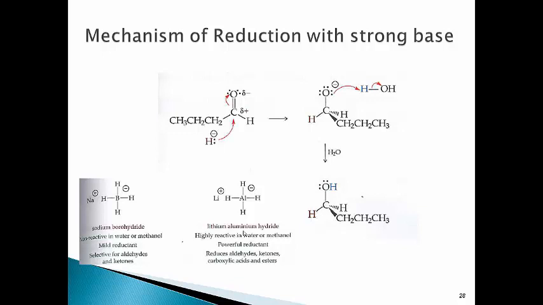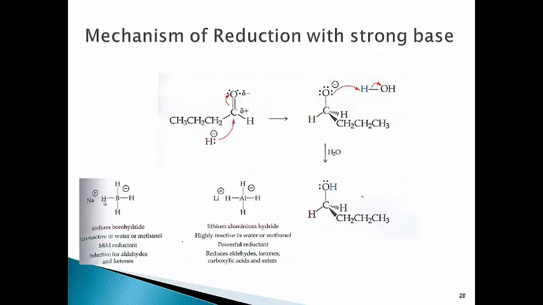So lithium aluminium hydride and sodium borohydride are the two examples that you need to remember for this course. Depending on what you want, you would choose one over the other. Sodium borohydride is mild in comparison to lithium aluminium hydride.